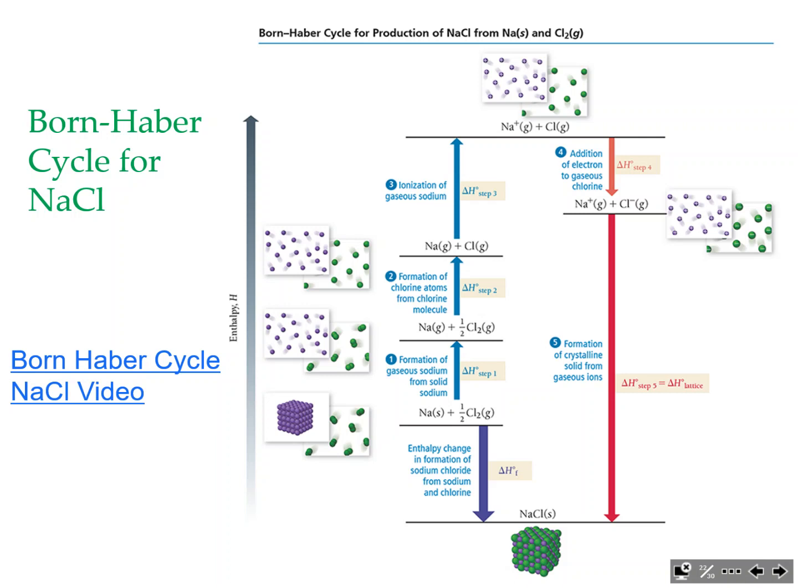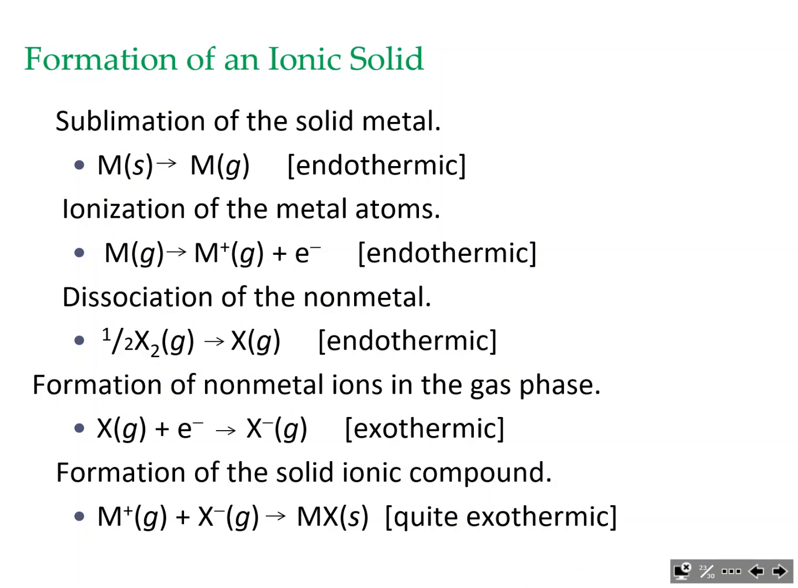The chlorine also has to break the bond between the Cl2 that's holding it together. Okay, and you also have to add an electron to it, so there's electron affinity going on. And once they become gaseous Na+ and Cl-, they coalesce together, release energy, and form the lattice energy. Here are the individual steps that are written in your notes. Those are easier to follow.